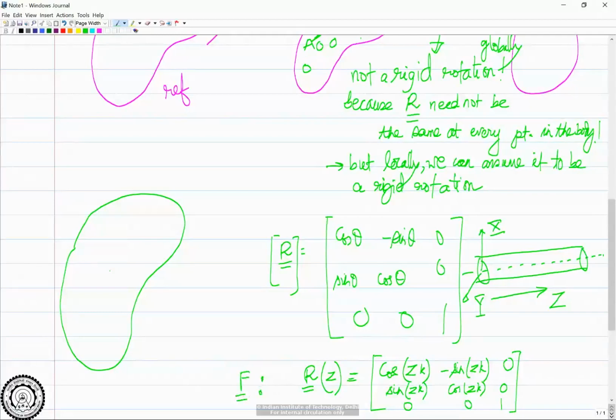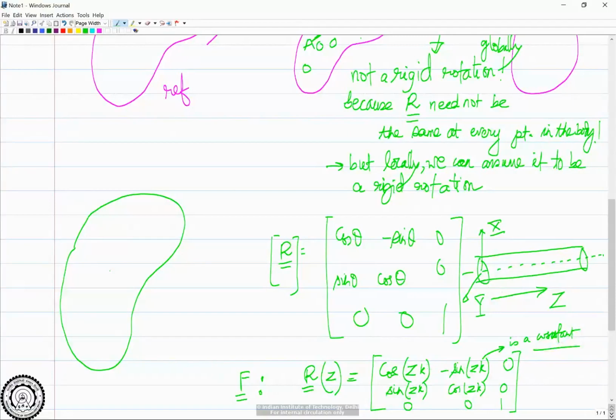Can you see what this actually is? First of all, you see this. What is the angle of rotation? Theta. That is Z into K, where K is a constant, some constant, and Z is the coordinate. So as you move along the axis of the beam, the angle of rotation is linearly increasing.